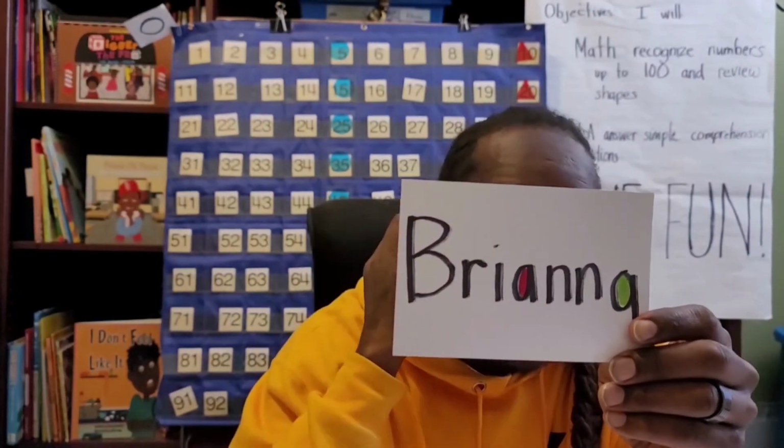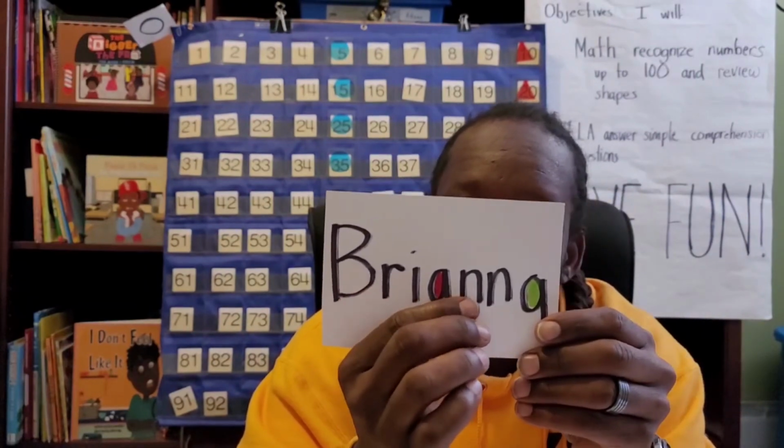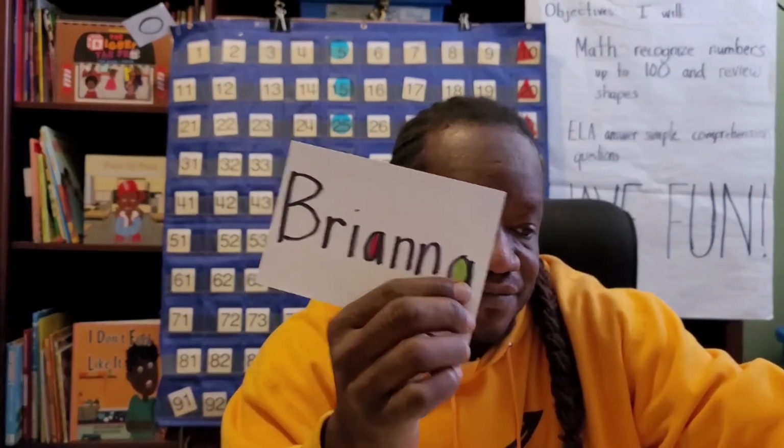And whose name is this? Brianna. Let's count Brianna's letters. 1, 2, 3, 4, 5, 6, 7.